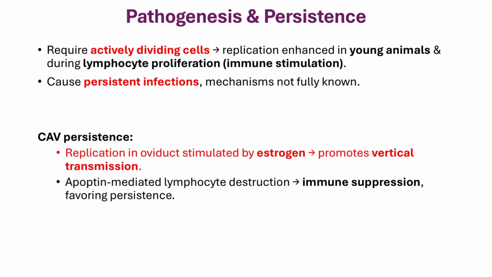Now let's look more specifically at chicken anemia virus, or CAV. CAV shows remarkable persistence in breeding hens. Replication in the oviduct is enhanced by estrogen, which promotes vertical transmission of the virus from hen to chick. CAV persistence is also driven by the action of apoptin, the VP3 protein. By inducing apoptosis of lymphocytes, especially T cells, apoptin creates profound immune suppression. This weakened immune environment allows the virus to maintain long-term infection and enables secondary pathogens to take advantage of the host. Together, these processes explain the chronic nature and immunosuppressive consequences of infection with circoviruses and CAV.